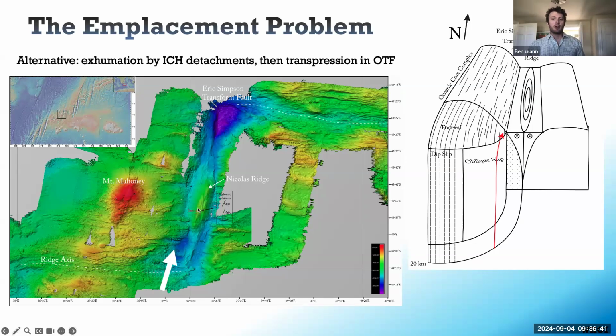And this kind of model is one in which we can avoid the need to have 20 kilometers of uplift along a strike slip fault. And so here's a view looking along this arrow of what the model that we think is happening in this area.